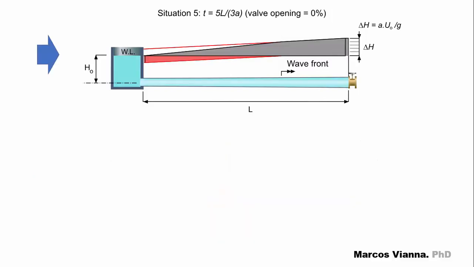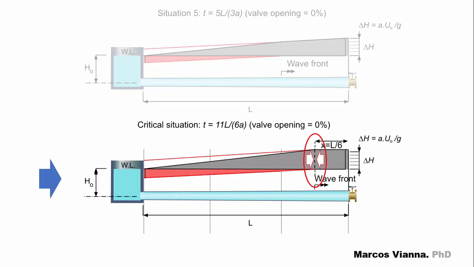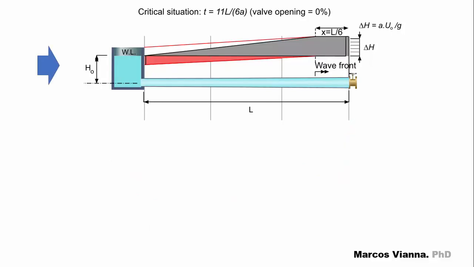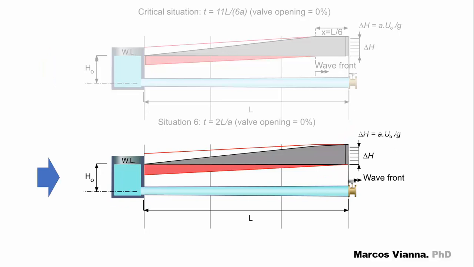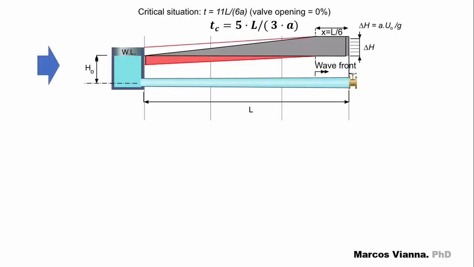And it keeps going. And now, notice that the waves coming from the valve can travel only 1/6 more until it reaches the opposite wave coming from the reservoir. From now on, the pressures will stop increasing in the pipeline. It's the critical situation for maximum pressures. As we can see, the waves reflected by the reservoir will attenuate the pressures along the pipeline. So, these will be the maximum transient pressures corresponding to the time closure equal to 5L over 3A.